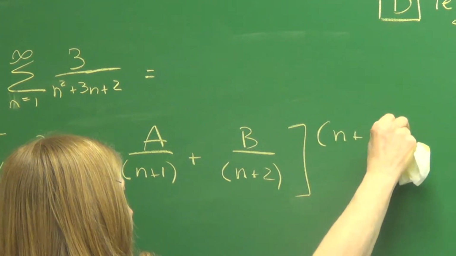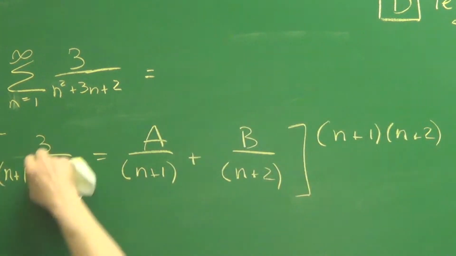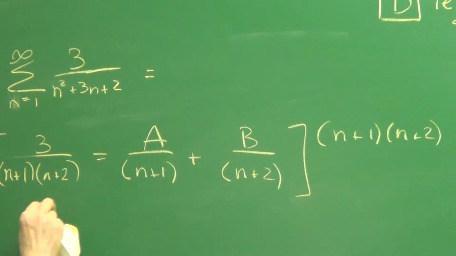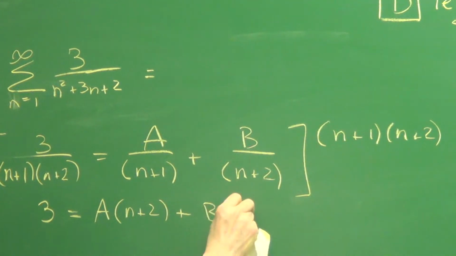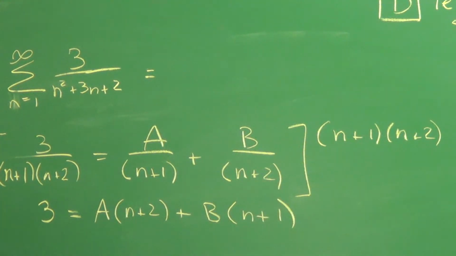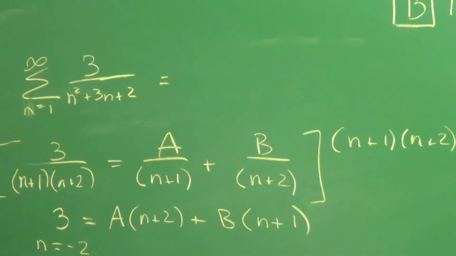So, Gianni, tell me what you get when you multiply through by that. You get 3 is equal to a times n plus 2 plus b times n plus 1. Right, all right, so Morgan, what do you want to let n equal? Let's have it equal -2. All right, then we get 3 equals b times -1. So b equals -3. You agree?